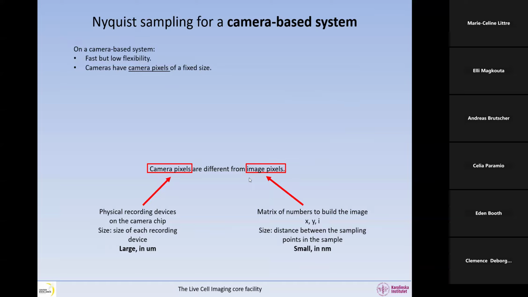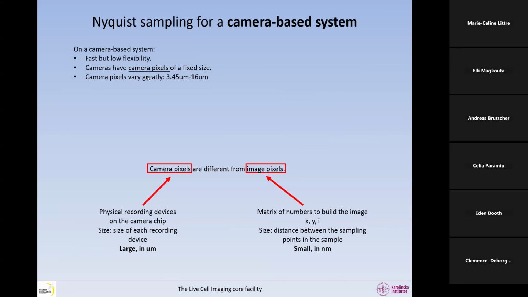And the image pixels are a completely different thing. It's a matrix of numbers that we use to build the image. The numbers are X, Y, and intensity for each pixel. Their size depends on the sampling point in the sample, so they are small and they are in nanometers. Sorry about that, but we have to make do with this.